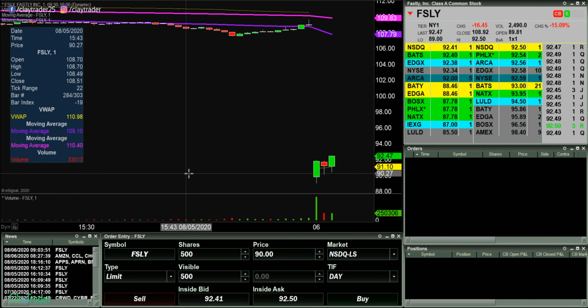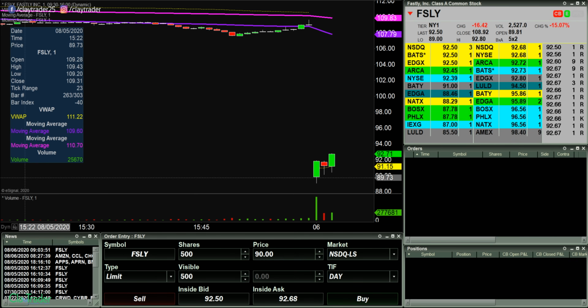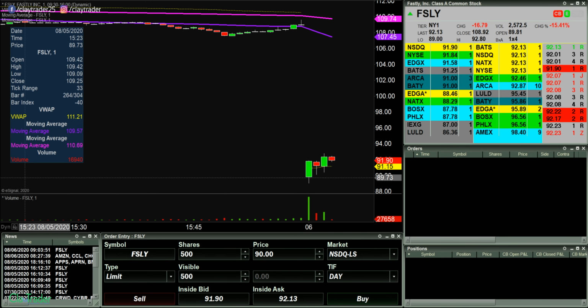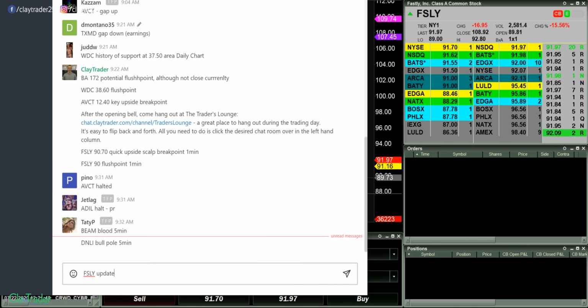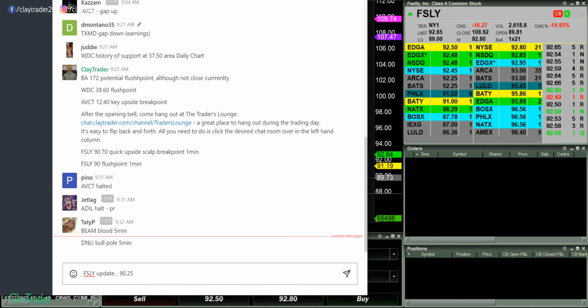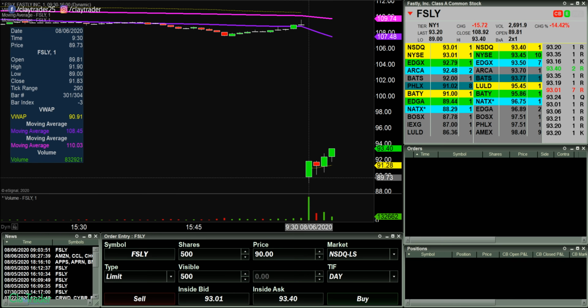So more so right around 90, probably 25. I'm going to get that updated there. Update. I'll show you what I'm typing here. So update. 90.25, new flush point, 1 minute. While this thing just keeps bouncing now.